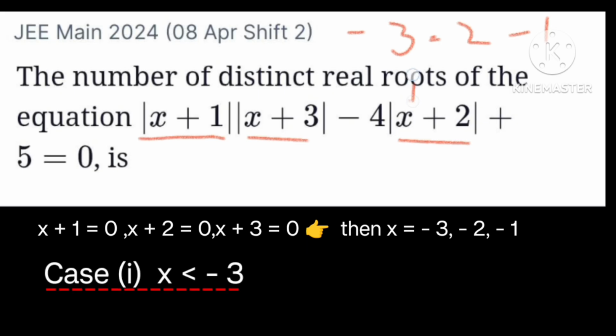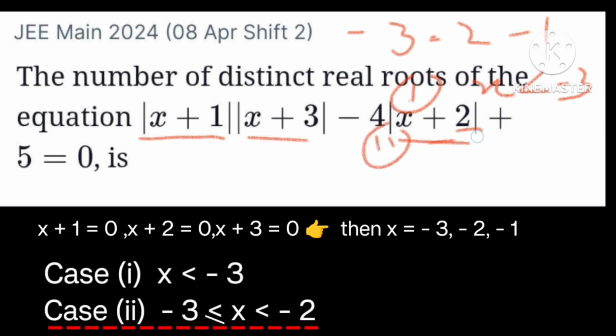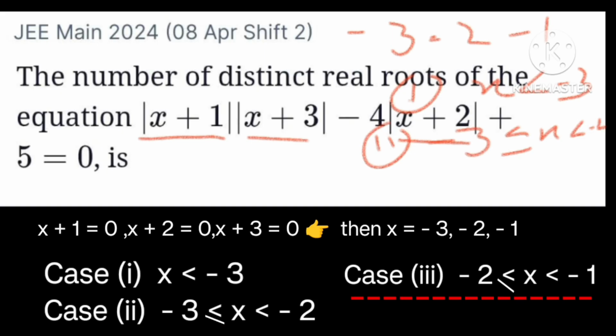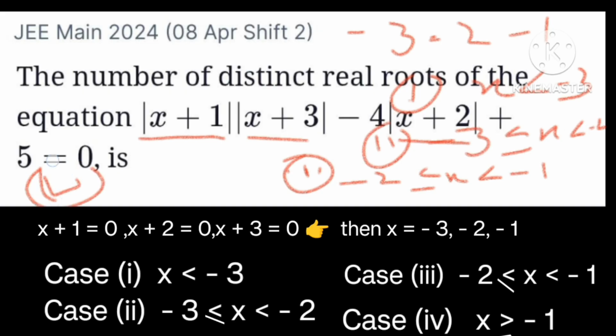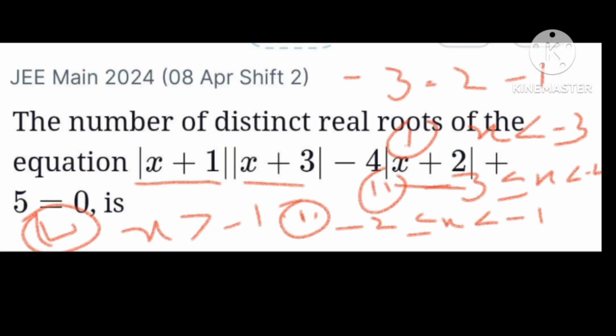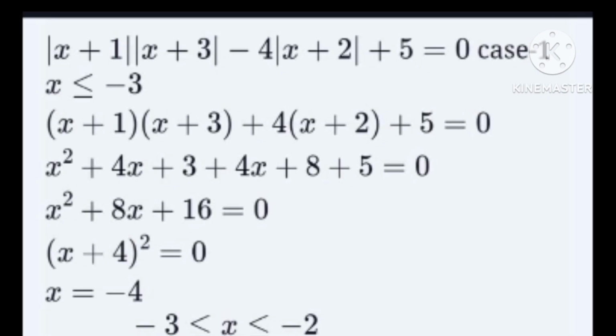The first case, x less than minus 3. Second case, minus 3 less than or equal to x less than minus 2. Third case, minus 2 less than or equal to x less than minus 1. Fourth case, x greater than minus 1. The four cases. Now here first case, x less than or equal to minus 3.